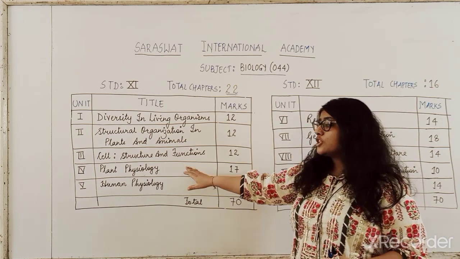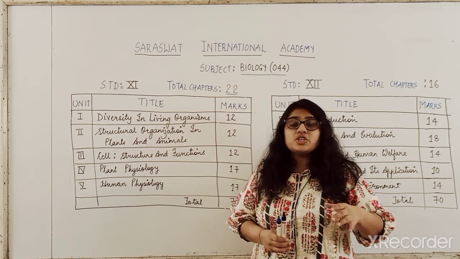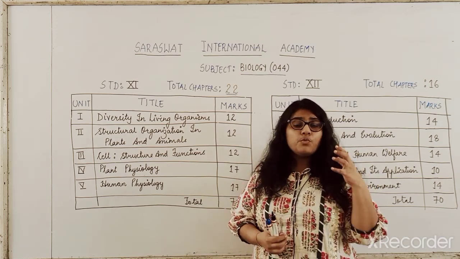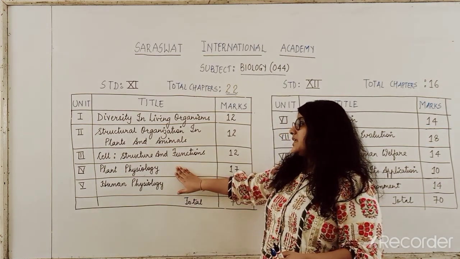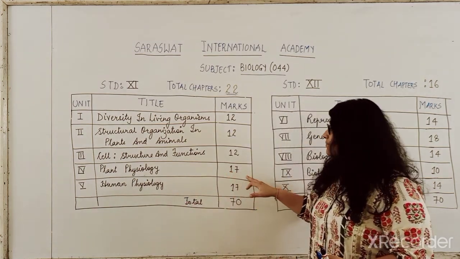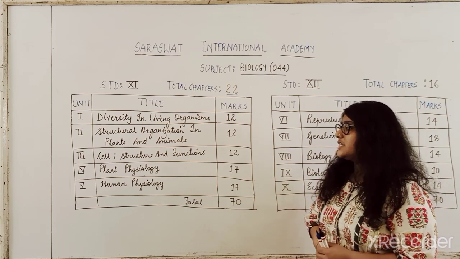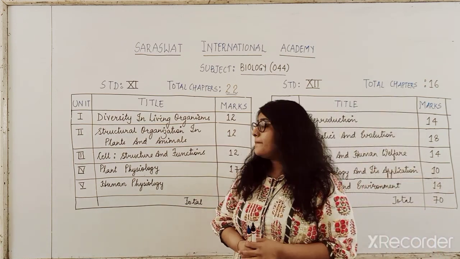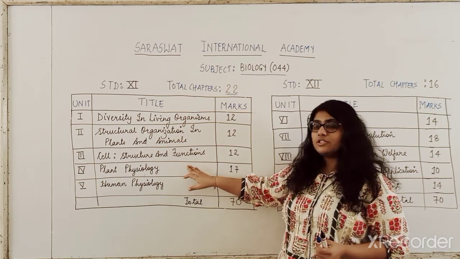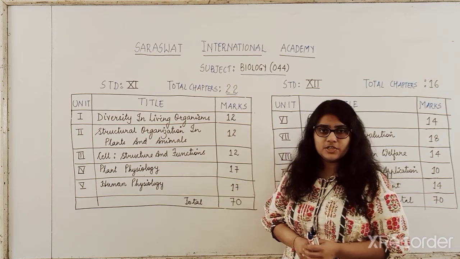Now, the 4th unit is plant physiology. So, the various functions and physiological activities which occur in plants will be studied in this particular unit. So, that is plant physiology, whose total marks is 17. Whose total marks is how much? It is 17. This unit comprises chapter number 11 to 15.